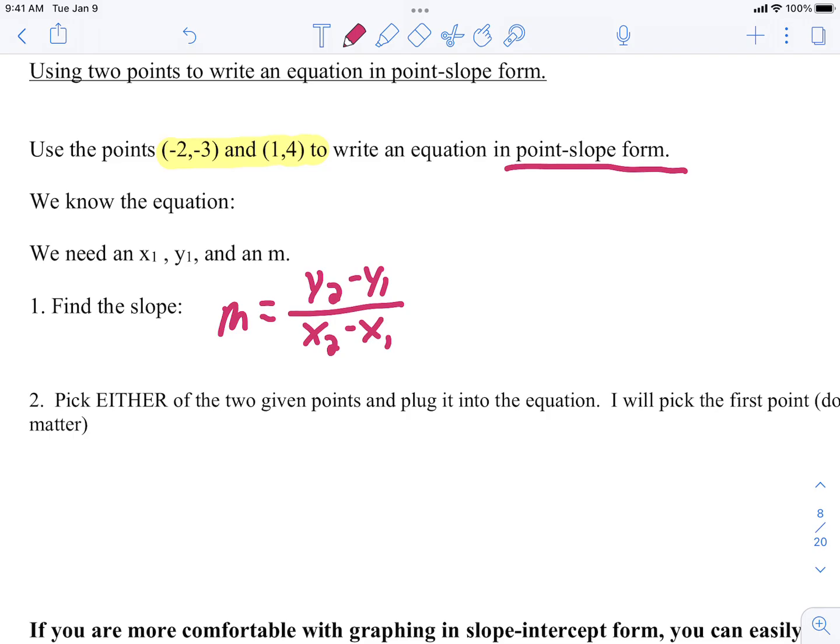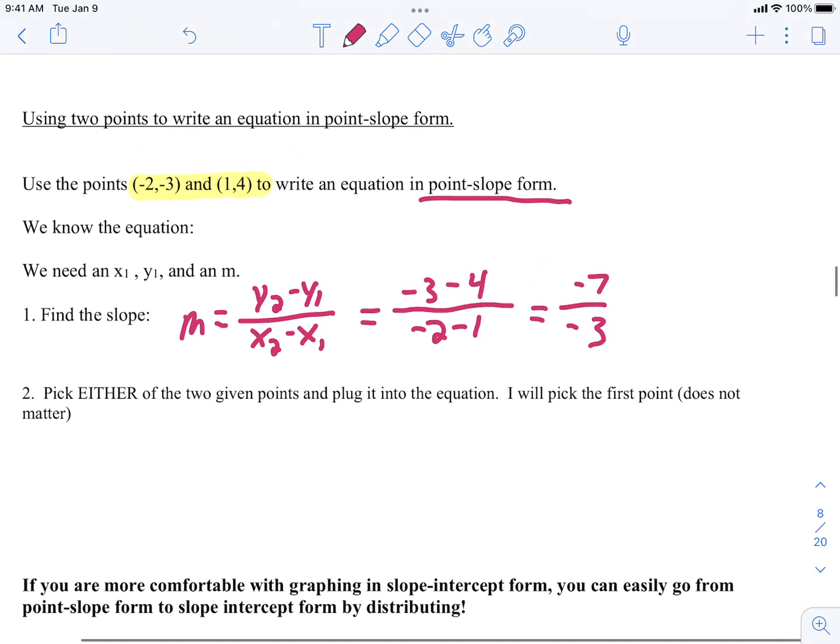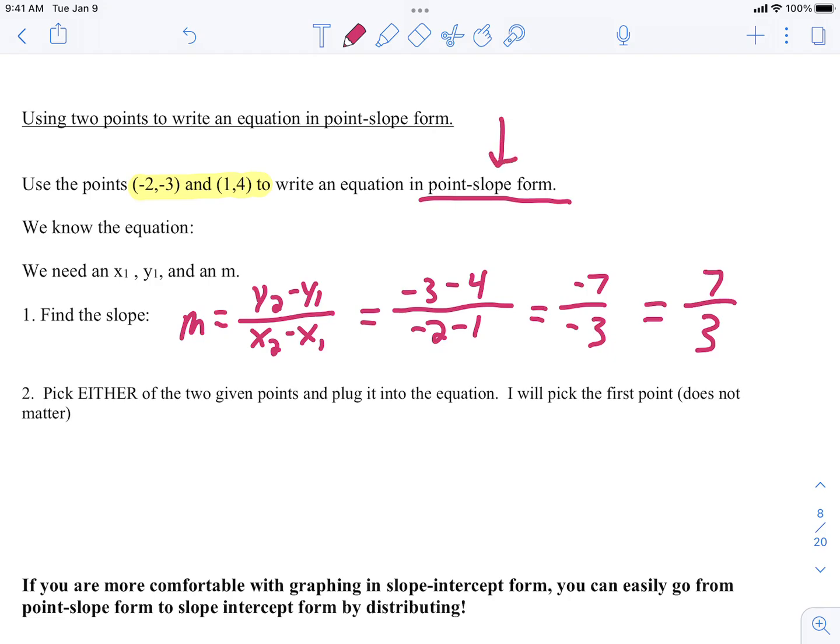So now I'm just going to plug in my y's. -3 minus 4 over -2 minus 1. I'm just careful with my signs. And I get -7 over -3, which I know I have to change. Negative divided by negative turns to a positive. So my slope is 7/3. So I have my slope for point slope form.